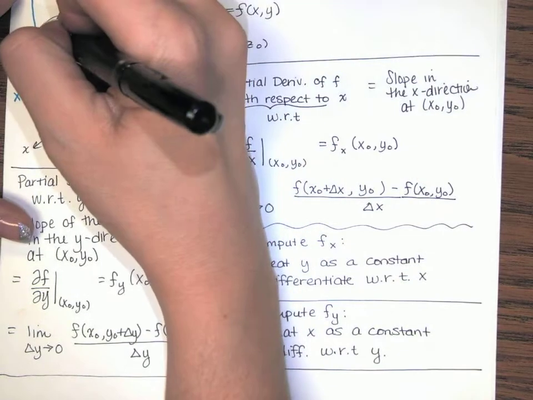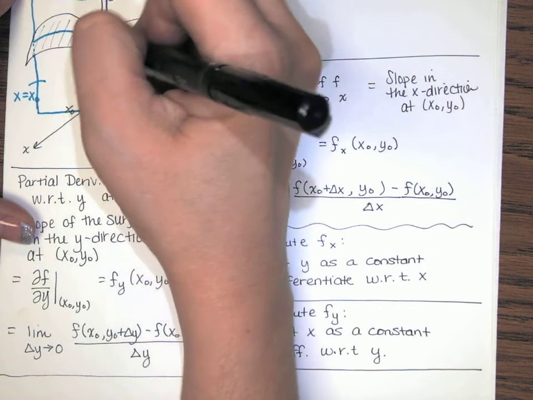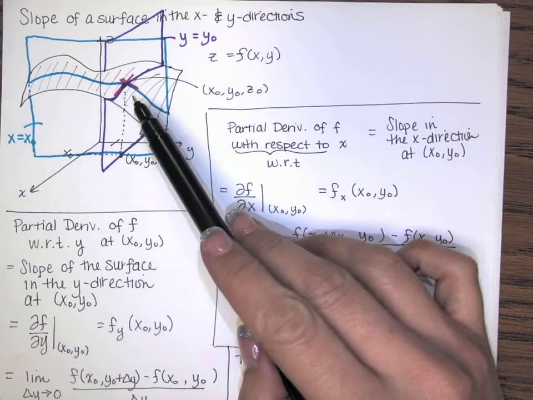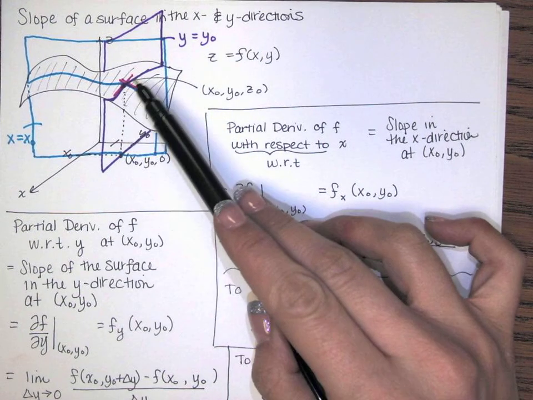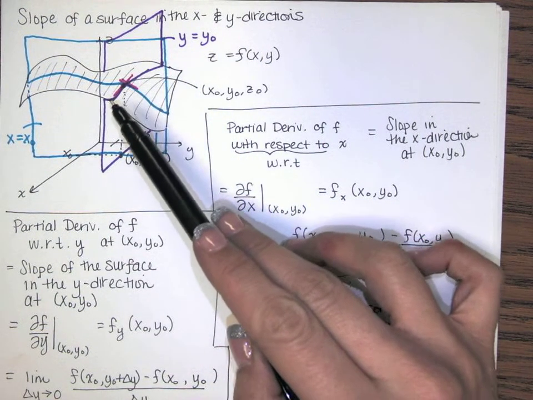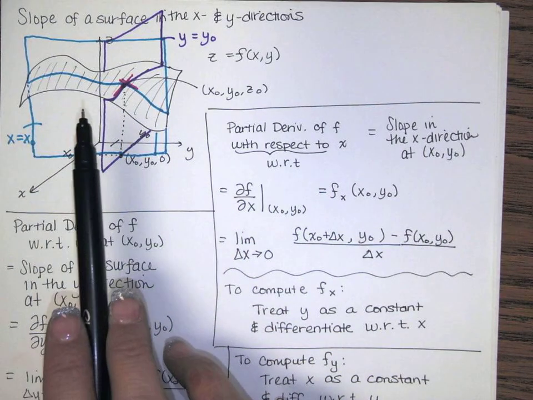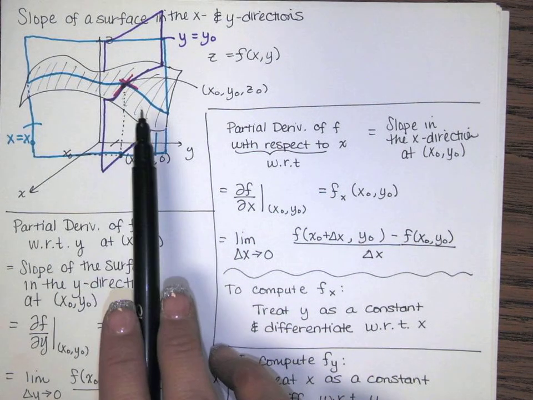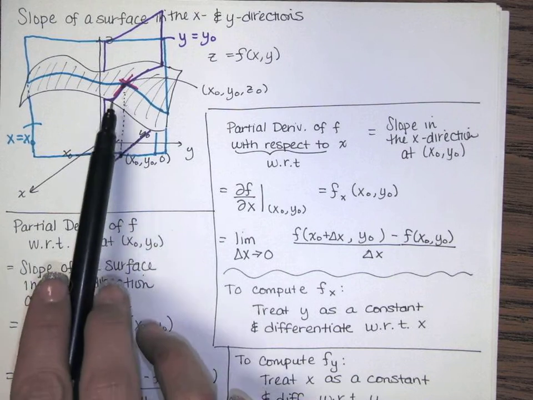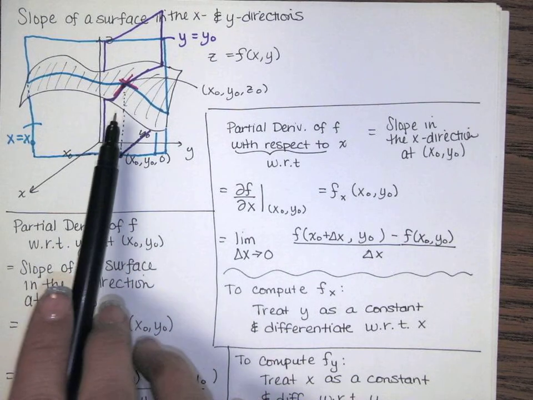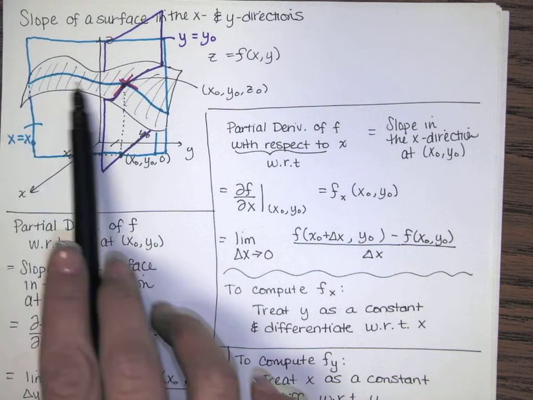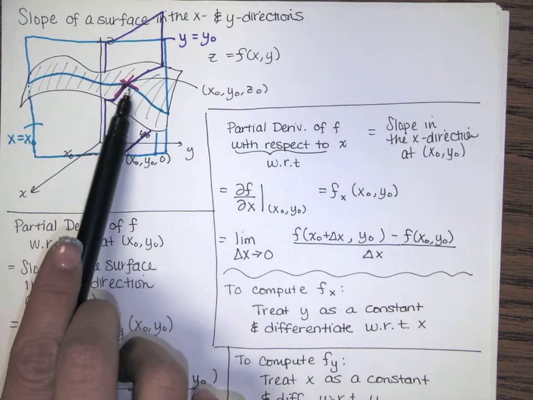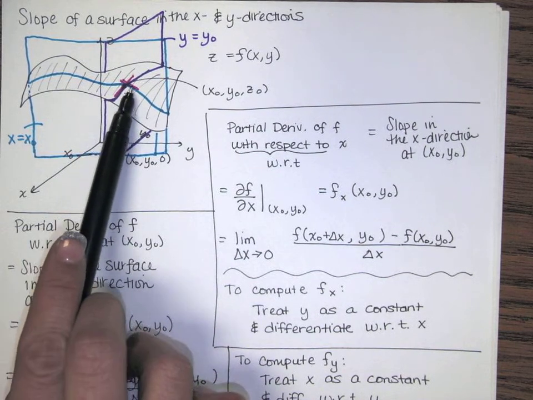So here is our surface. By slicing it with a plane y equals y naught and seeing how z changes as x changes, we get the slope in the x direction. By slicing that surface with a plane x equals x naught and seeing how z changes, we get the slope of the surface. I think I may have said that backwards. I slice the surface with the plane x equals x naught, and then I look at the slope of the surface in the y direction. I see how z changes as y changes.